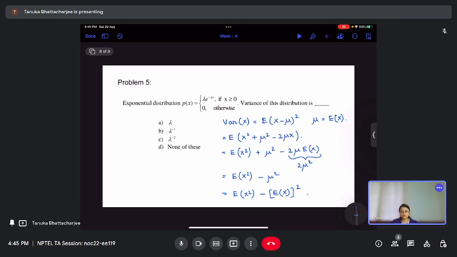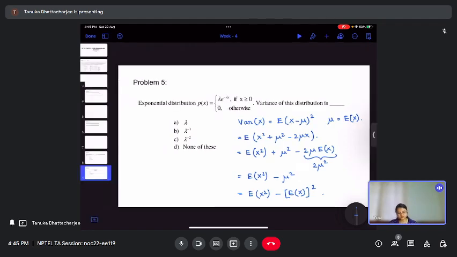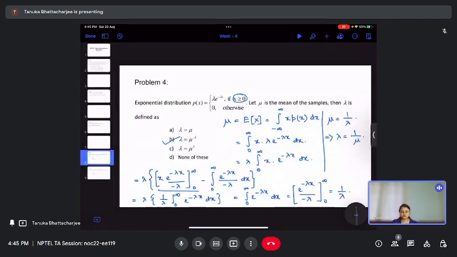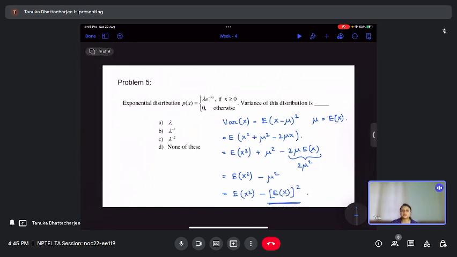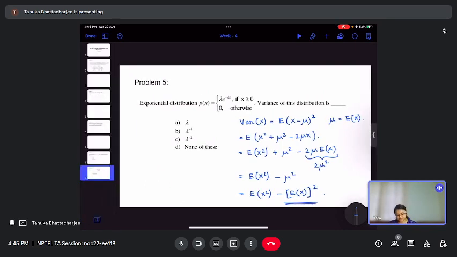So, this is the more generally used formula for computing variance: expectation of x square minus expectation of x whole square. Now, we have already computed the expectation of the exponential distribution. As you saw in the previous problem, it is given by 1 by lambda. So, this term we already know. Expectation of x is 1 by lambda, so this is 1 by lambda square. We have to just compute the expectation of x square. Let us try to do that.